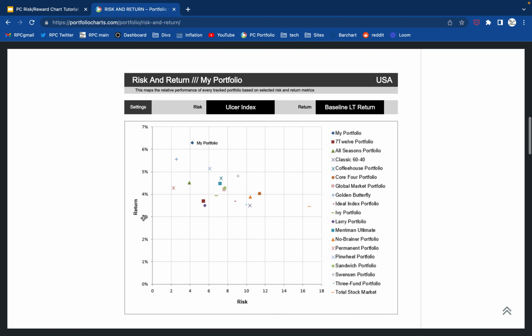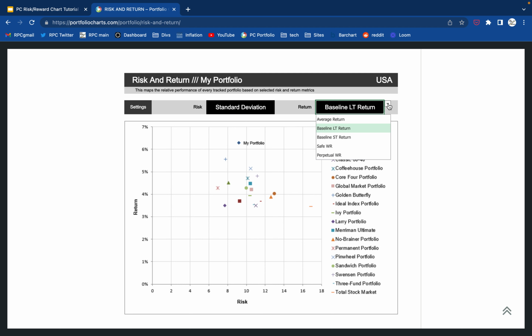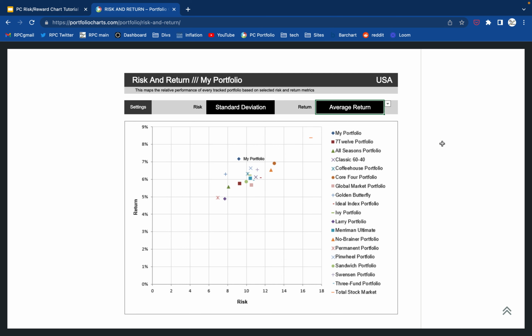This is the risk and return chart. Now, the defaults for here are sort of not the typical ones, so just to show you here, I'll go back to the most commonly used metrics for risk and return. That'll be standard deviation for risk and average return for return. And here we can see the golden ratio portfolio, my portfolio here, in comparison to all the other presets.